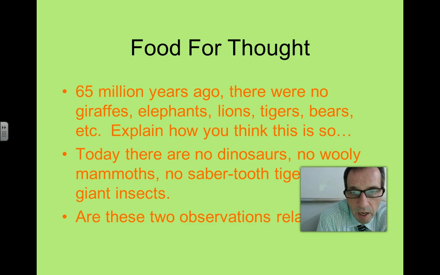So the flip side of that comment, that there were no elephants, giraffes, etc. 65 million years ago, is that 65 million years ago there were dinosaurs, and they don't exist today. A little bit later than that, there were woolly mammoths on Earth, and they no longer exist. And saber-toothed tigers, you may have seen pictures of those. Giant insects, none of those things really exist anymore. I mean, there are some insects that are kind of big, but I wouldn't call them giants. My Madagascan hissing cockroaches are kind of big, but they're not giants, not compared to some insects that existed in the past.